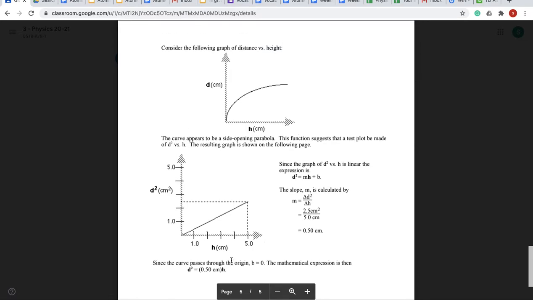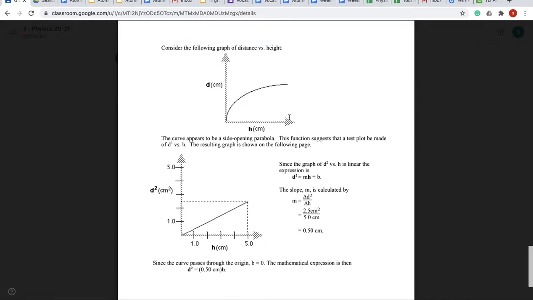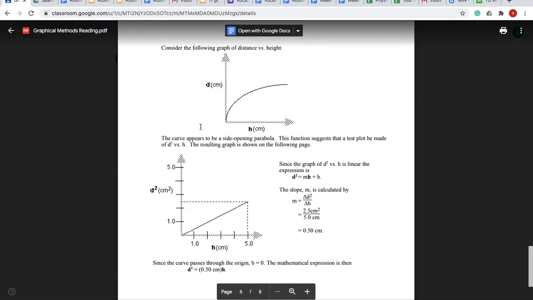It is a side opening parabola. So it is a parabola that's open on the side. And in this case, once again, because it's curved, one of the variables is increasing at a faster rate. And this time, it's the h, because the line is curving in the direction that the h goes. So, kind of like we did with the last graph, we're going to have to make the d-axis here, or what's on this axis, increase at a faster rate.